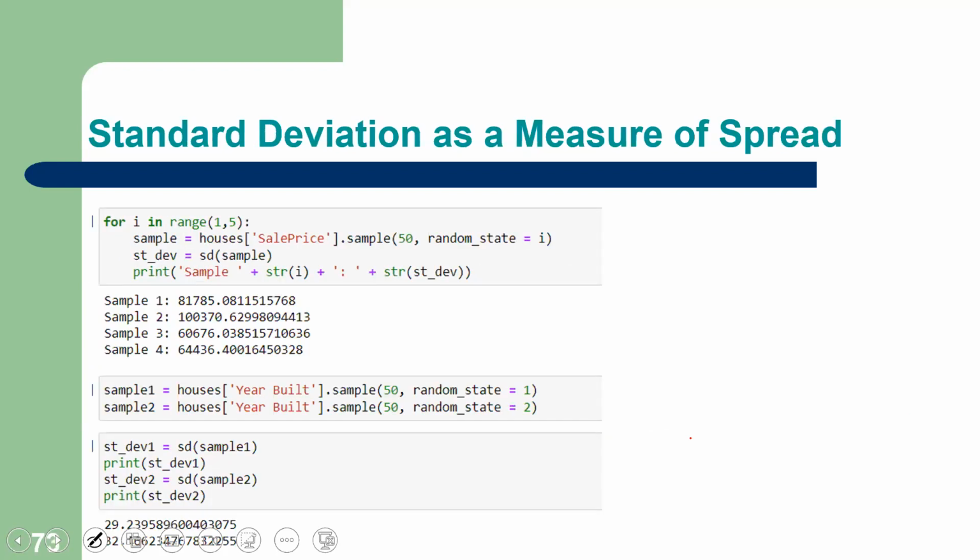Now the standard deviation as a measure of spread. Again the same thing. For example, I'm taking a range of 5, then taking a sample and performing the standard deviation, and for various samples I'm doing this. Even for a sample I'll be able to do this. But what is the motto here? I want to know whether it is unbiased for the population standard deviation or not.